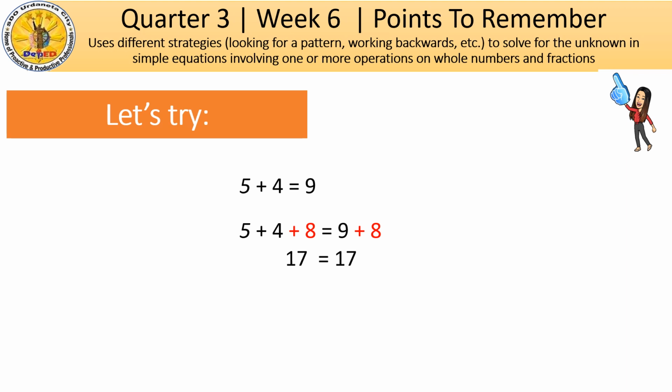Let's try. We have an equation 5 plus 4 is equal to 9. Applying the addition property of equality, we can add the same number or value to each side, the left and the right side. For example, we add 8 to both sides. So, 5 plus 4 plus 8 is equal to 9 plus 8. 5 plus 4 plus 8 is equal to 17, and 9 plus 8 is equal to 17. So, the equation is true. 17 is equal to 17.